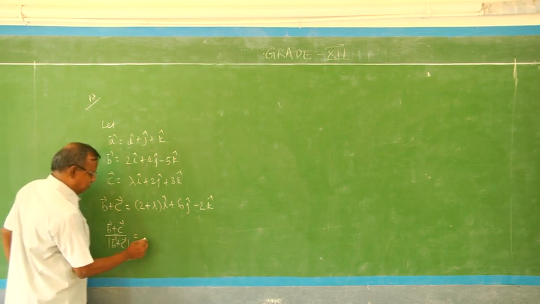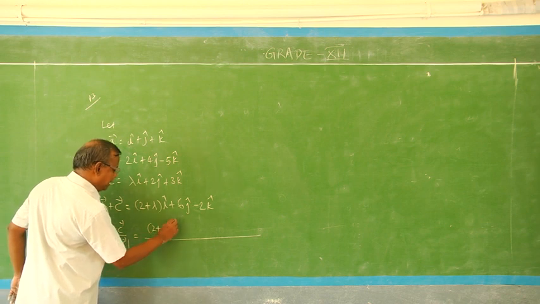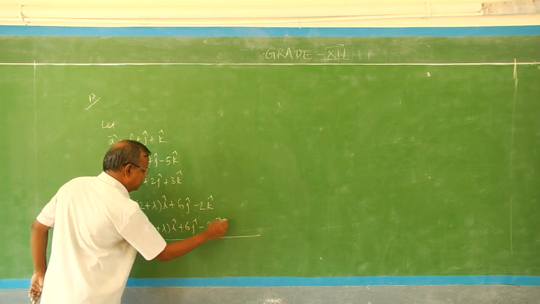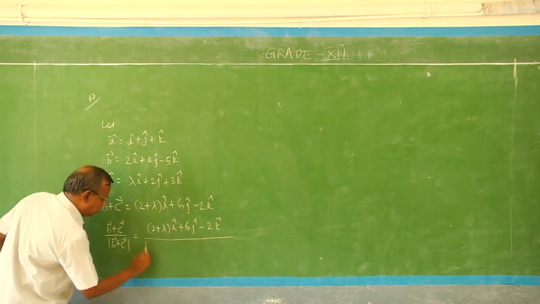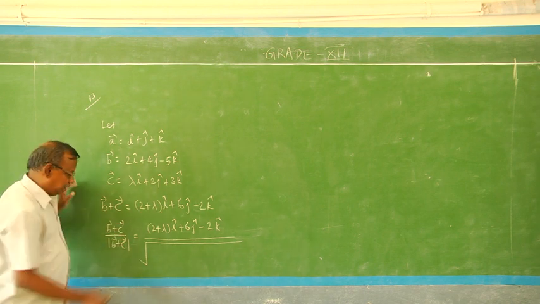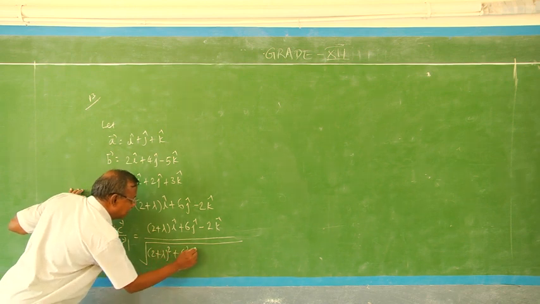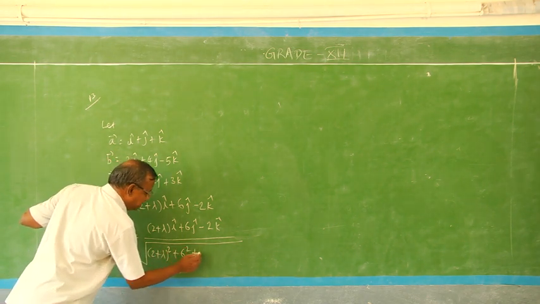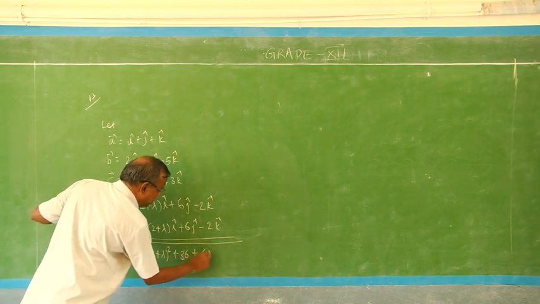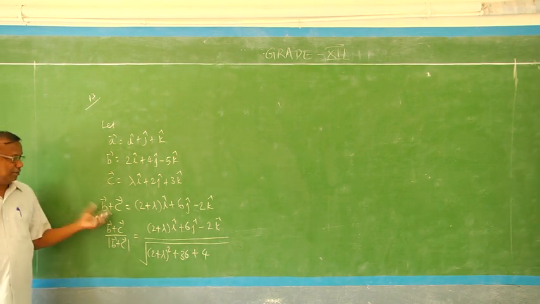Now this is equal to (2 plus lambda) i cap plus 6 j cap minus 2 k cap divided by the root of the sum of the squares of these components. That is, (2 plus lambda) whole square plus 6 square plus (minus 2) whole square, that is 6 square can be written directly as 36 and minus 2 whole square is 4. This is a unit vector in the direction of b vector plus c vector.